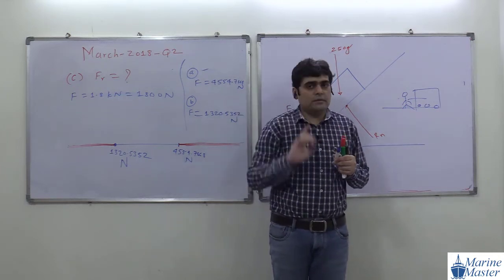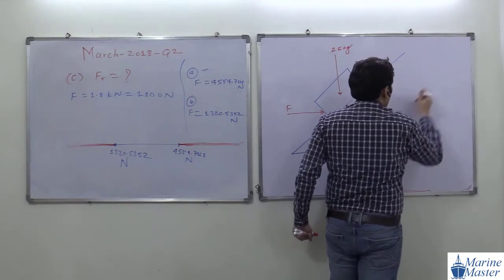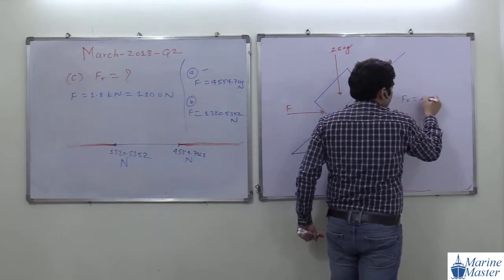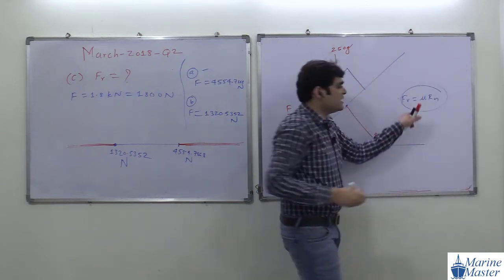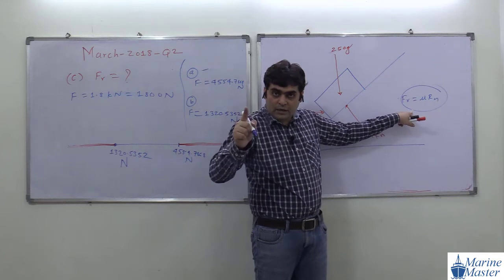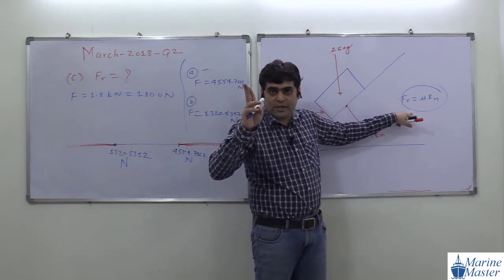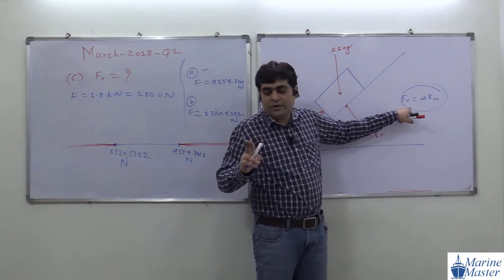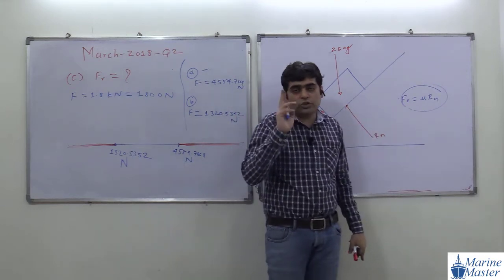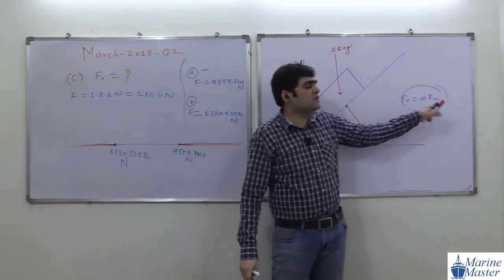See, what is the value of friction force? Fr is equal to mu Rn. But when can we use this relation? When the object is moving or the motion of the object is just about to start. See the point here. But in this scenario, can we use this relation, Fr is equal to mu Rn?